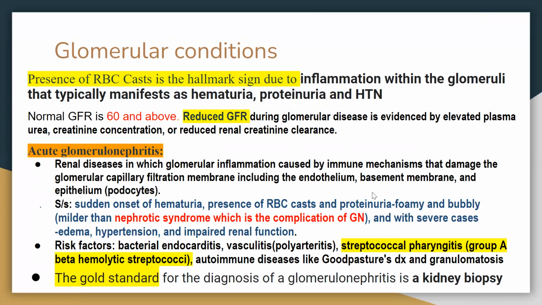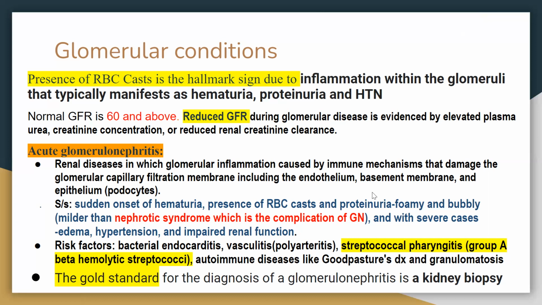And normal GFR is 60 and above. You will see a reduction in this GFR. Remember in the beginning, we said how to calculate eGFR. This is a situation where nurse practitioners will calculate it because, to give certain medications, you want to know the eGFR, otherwise the drug is not going to clear through the kidneys very well. So eGFR is reduced during glomerular disease processes, and you will see elevated plasma urea, abnormal creatinine concentration, and also reduced renal creatinine clearance.